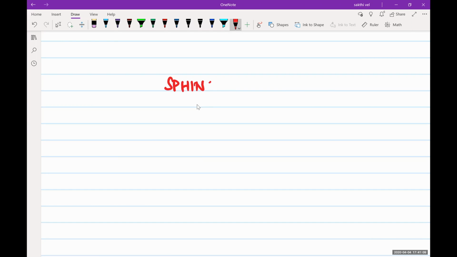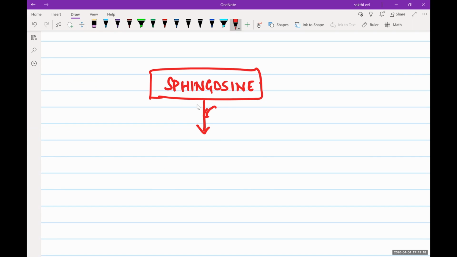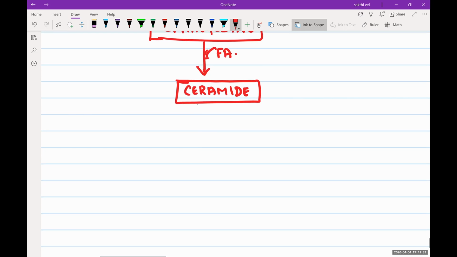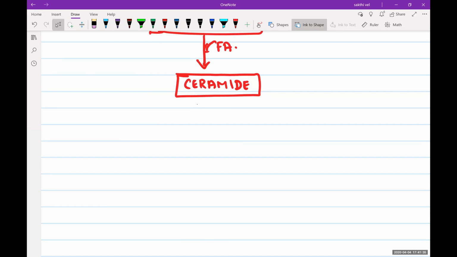So I told you about sphingolipids. You have sphingosine as a backbone. Yes or no? The sphingosine will combine with a free fatty acid, and the structure is called ceramide. Very, very important MCQ. When sphingosine binds with a free fatty acid, it gives rise to ceramide. If there is an attachment of phosphocholine, then it is called sphingomyelin.